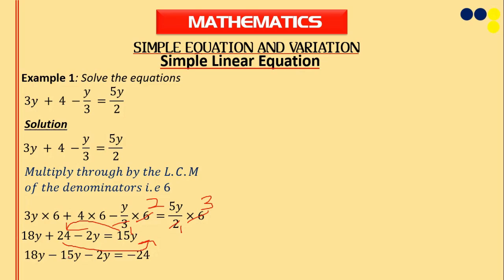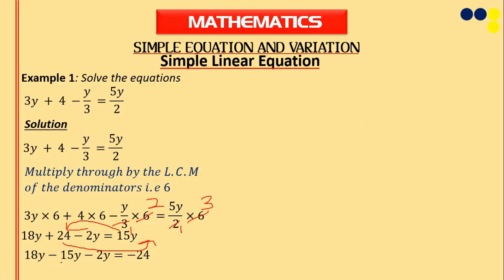Another way to view this is noting that you are simply subtracting 24 from both sides, and you are simply subtracting 15y from both sides too. Yes, that will balance up the equation. So meanwhile, you can just view it this way: as they cross the equal sign, their sign also changes.